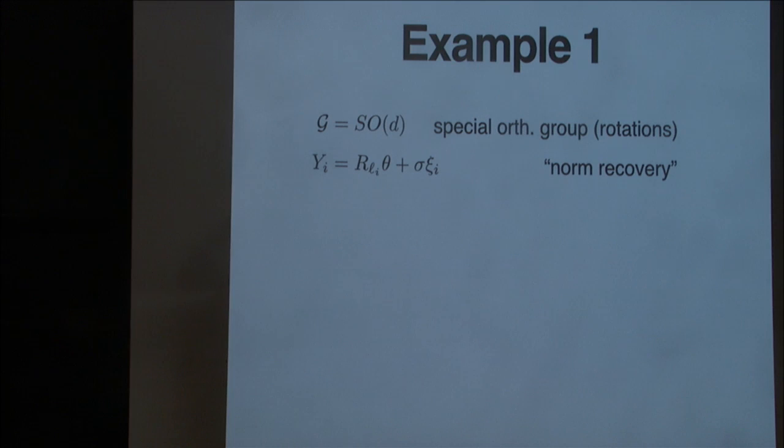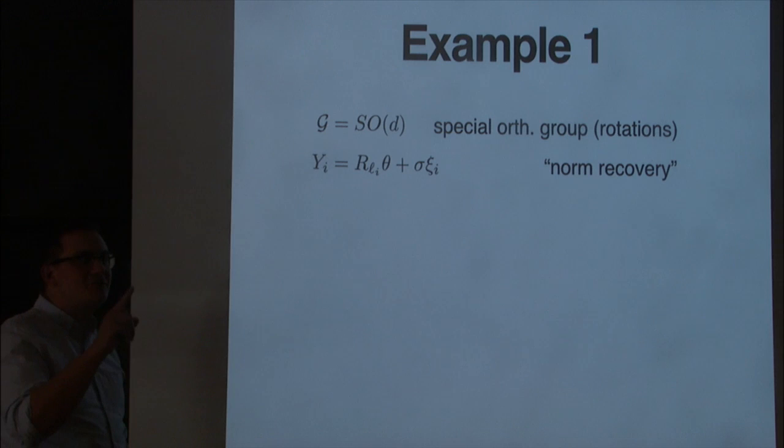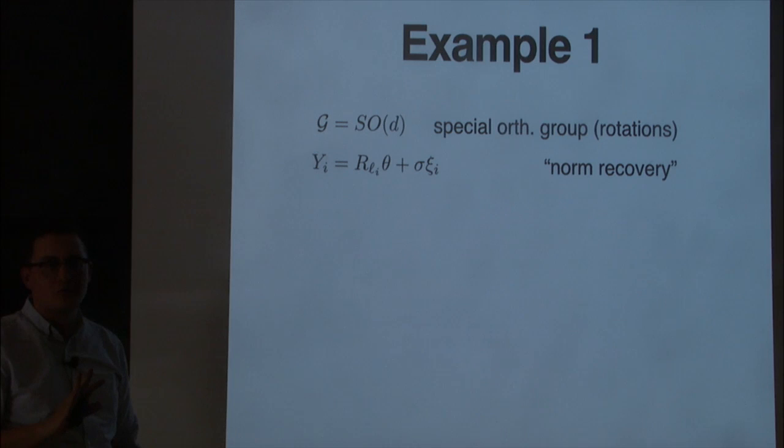So the first group we want is the group of rotations, SO(d). Now, this really emphasizes the fact that recovering up to group action can be completely silly. Because if I give you a vector and I want you to recover this vector up to a rotation, I'm really just asking you, what is the norm of this vector? So this is a norm recovery question. And of course, it's going to be easy, right?